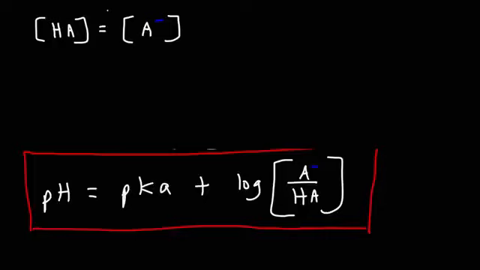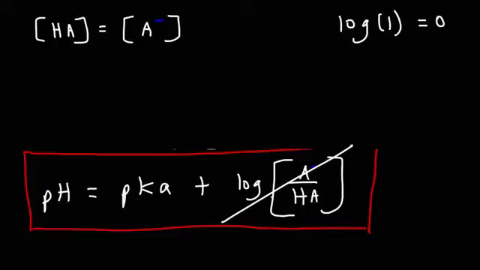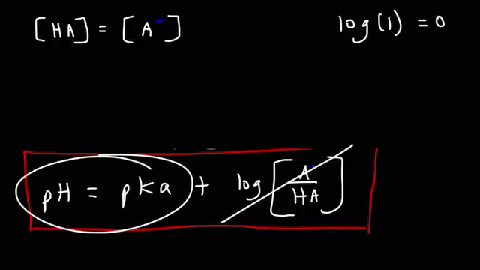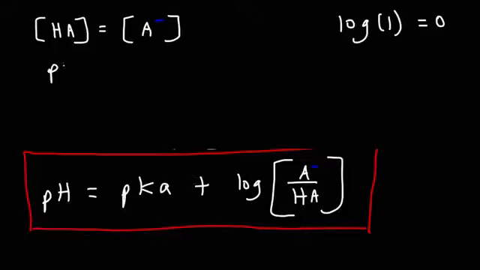So whenever these are the same in a 1-to-1 ratio, you get log of 1. Log of 1 is 0. So this disappears. Thus we have the pH is equal to the pKa. So whenever you have a buffer with an equal amount of weak acid and weak base, the pH will be equal to the pKa.